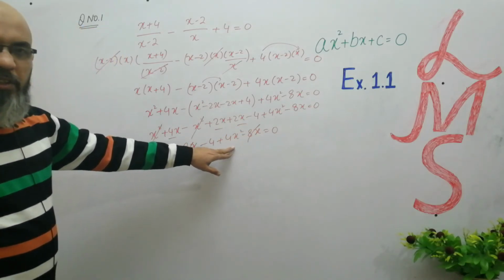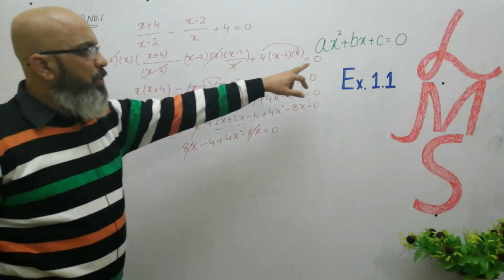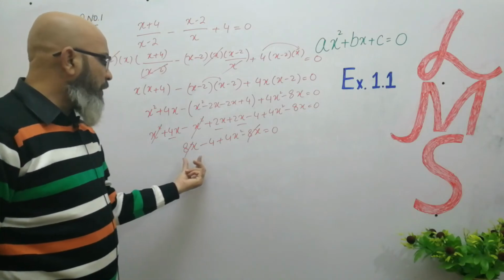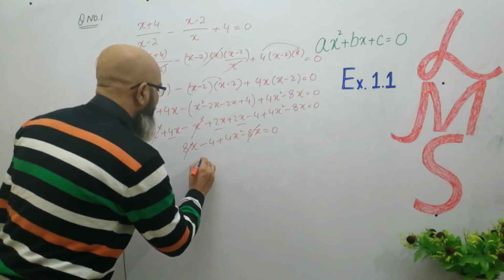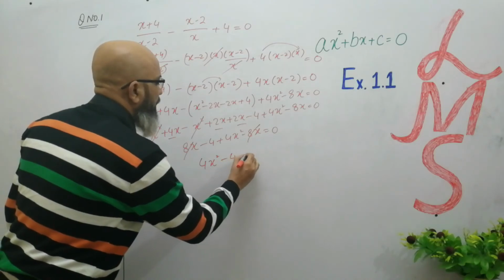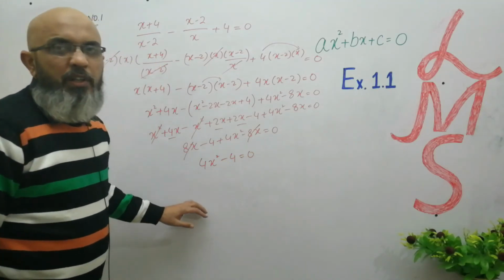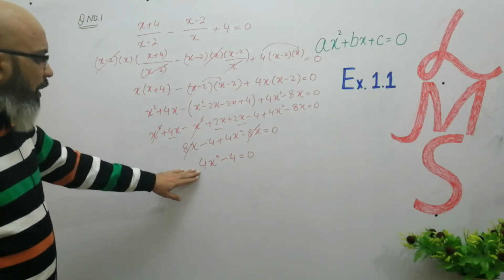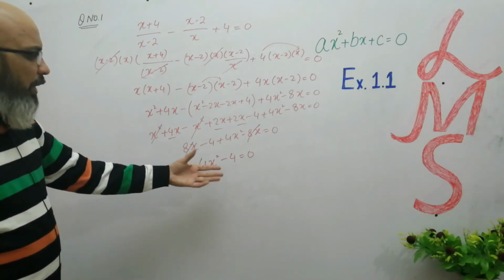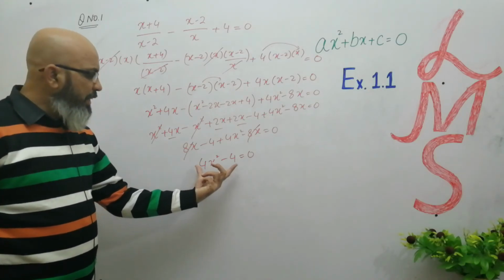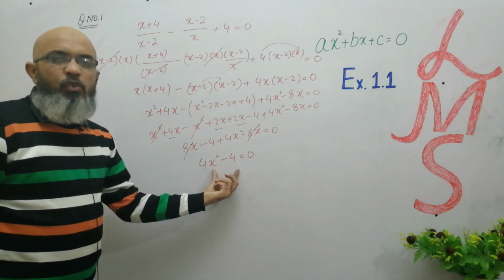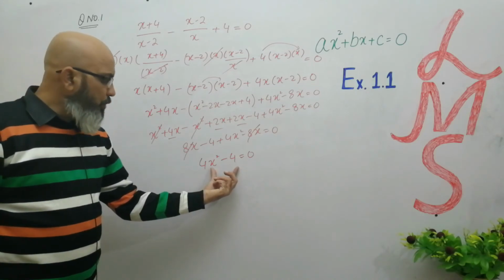So if we arrange it in the standard form, first we have to write x square, then x, then c. Here x value is 0. So first I will write 4x square then minus 4, that is equal to 0. That is your standard form of equation. And it is a pure form. Yes, it is a pure form because the value of x is equal to 0.